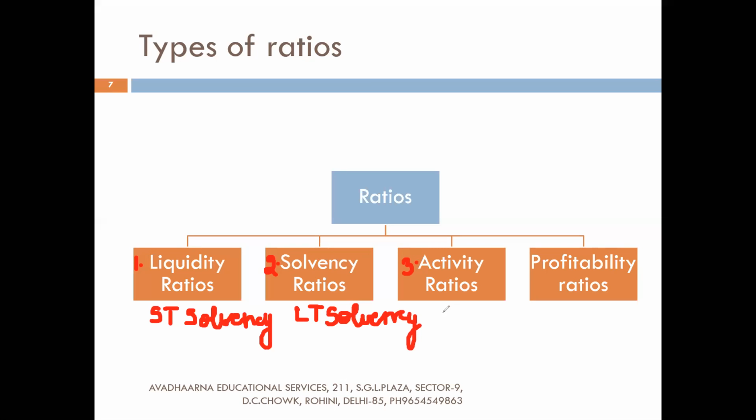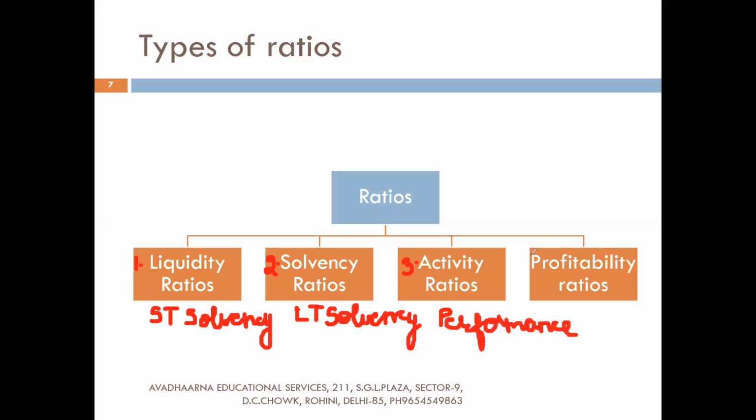Activity ratios are also known as turnover ratios, and basically these ratios are helpful in determining the performance of the business. The performance of the business means we are able to determine whether we are running the business efficiently or not.